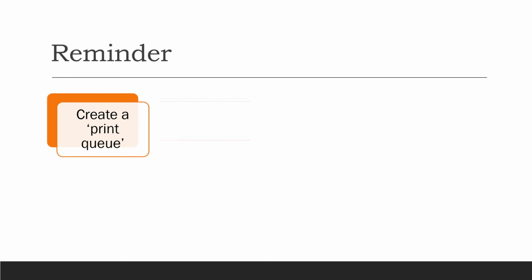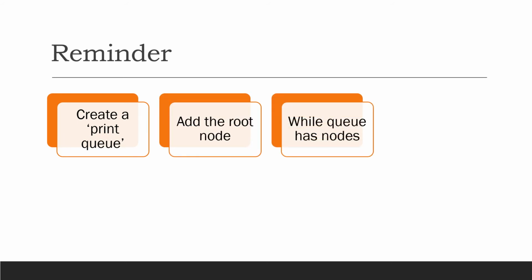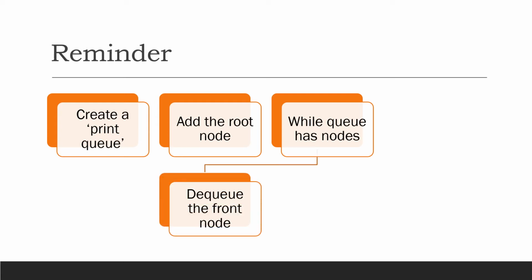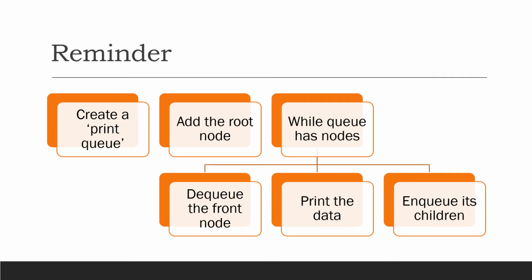All right, so let's assume that you've got the OOP tree program all written. Now we're going to add a method for breadth first traversal. Let's remind ourselves what that involves. Create a print queue, add the root node, loop while the queue has any nodes in it, dequeue the front node, print the data, and enqueue its children.